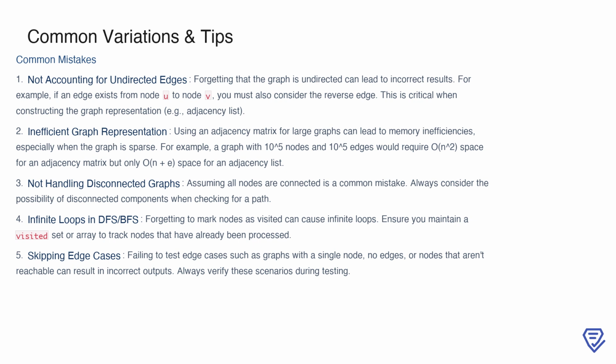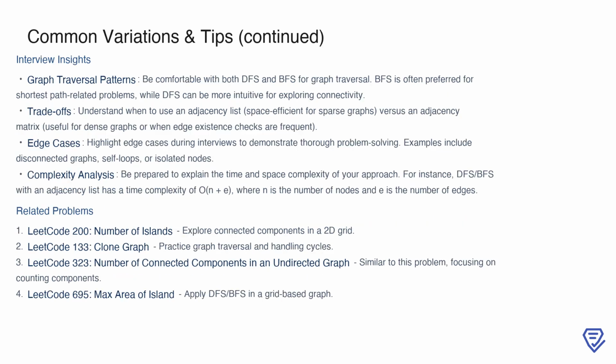Infinite loops are another issue, especially in DFS or BFS implementations. This happens when nodes are not marked as visited, so it's important to maintain a visited set or array to avoid reprocessing them. Lastly, skipping edge cases can lead to bugs. For example, you should test scenarios with a single node, no edges, or unreachable nodes to ensure your solution handles all possibilities correctly.